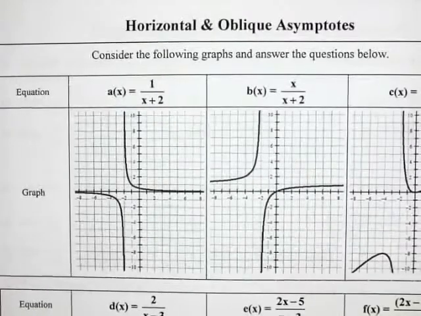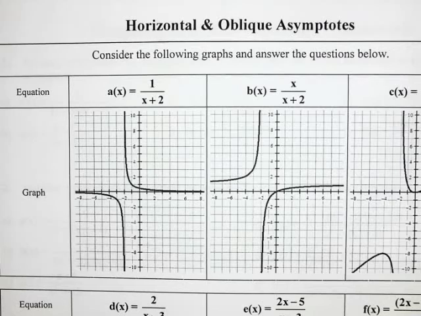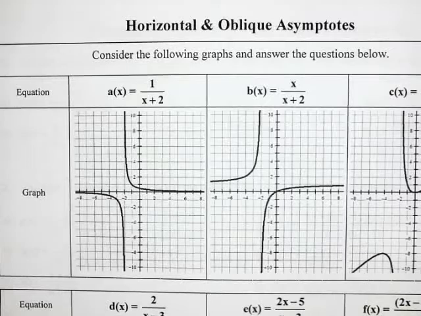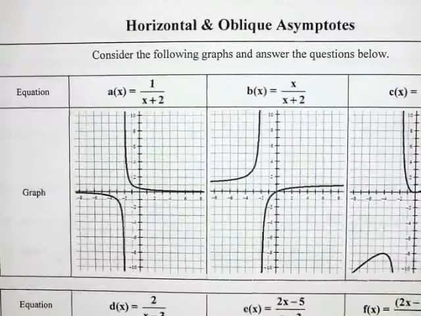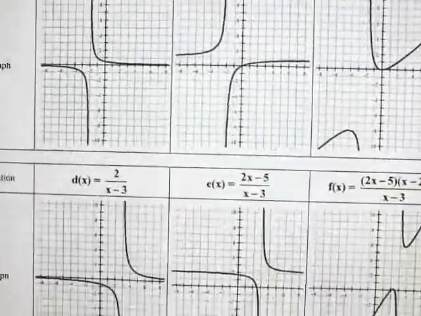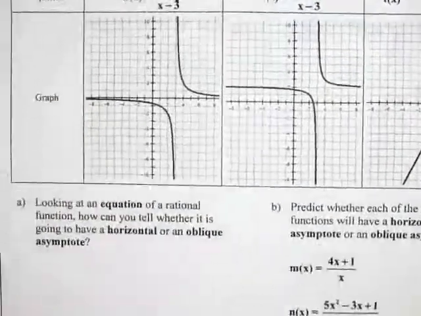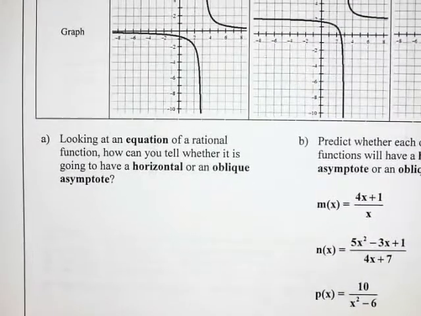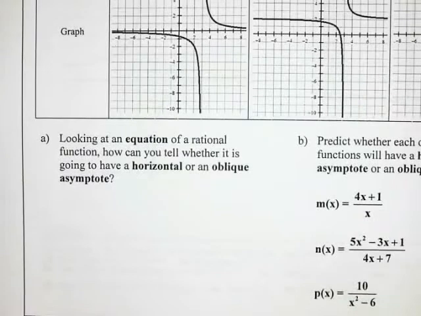This is the third part of our lesson on rational function investigation. This is the third page on horizontal and oblique asymptotes. So it says, consider the following graphs and answer the questions below. There are 6 different graphs here, and then there are some questions. Looking at an equation of a rational function, how can you tell whether it's going to have a horizontal or an oblique asymptote?